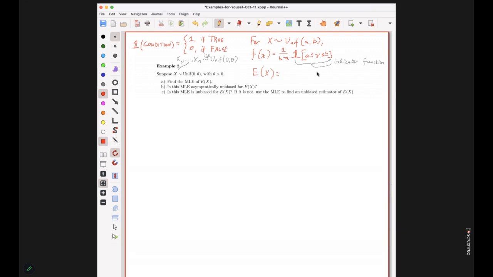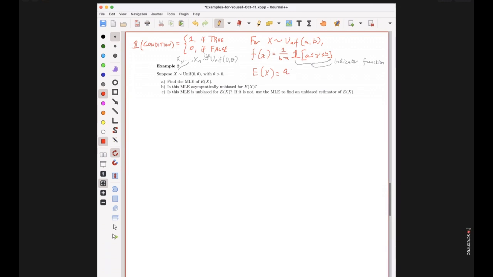So the reason we can't remove it is because we need to be able to express that this density is 0 everywhere outside of the interval between a and b. Does that make sense? Okay.